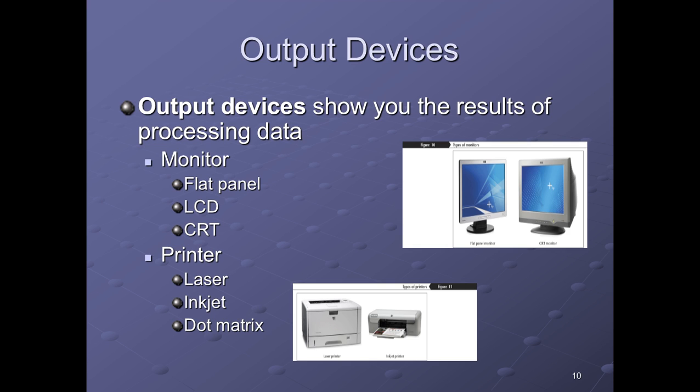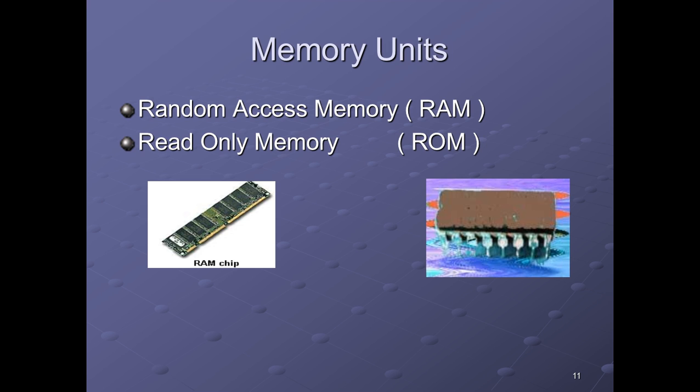Alright. Nowadays smart boards are there. These are the output devices. Now memory units. The memory unit is divided into two parts: RAM, random access memory, and ROM, read only memory. These are the chips showing inside that one.